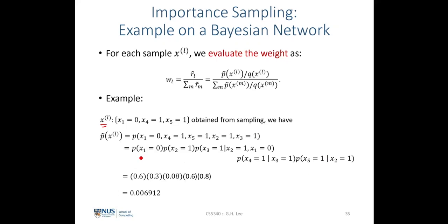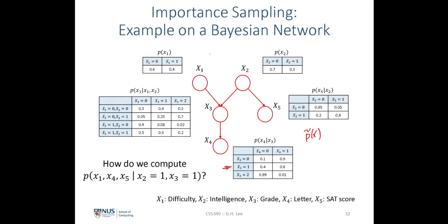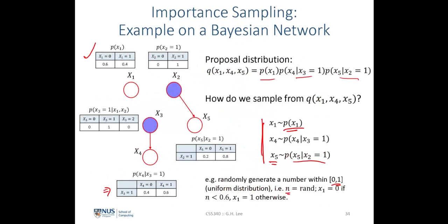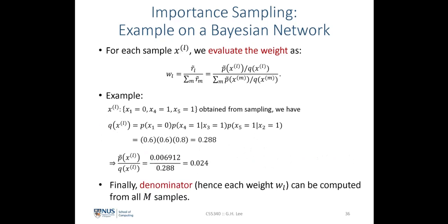And we can easily compute the probability value of all these terms by looking up the probability table that is given to us together with the Bayesian network, and we'll compute this value that corresponds to the unnormalized target distribution over this set of samples that is drawn for x1, x4 and x5. Then, on the same set of samples, we will compute the probability value over the target distribution.